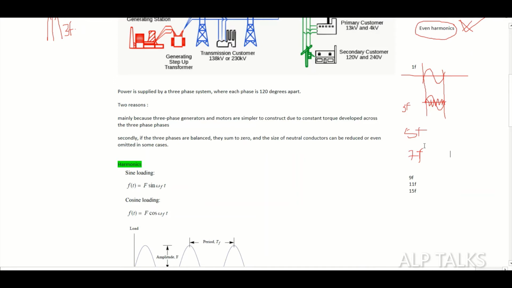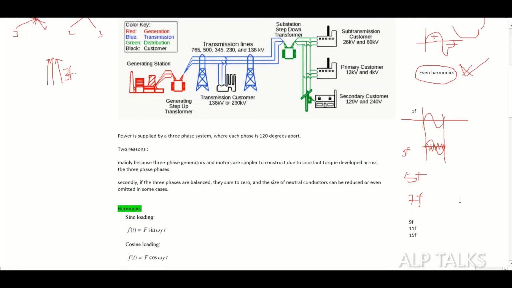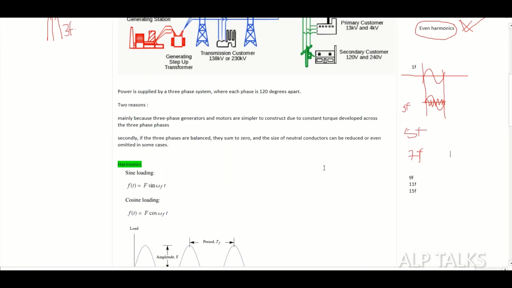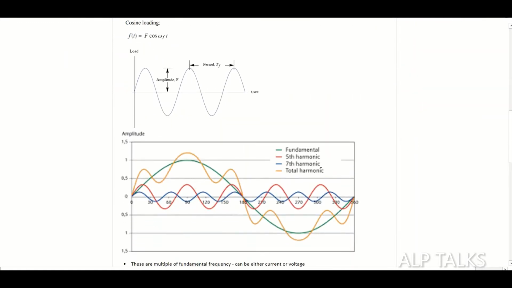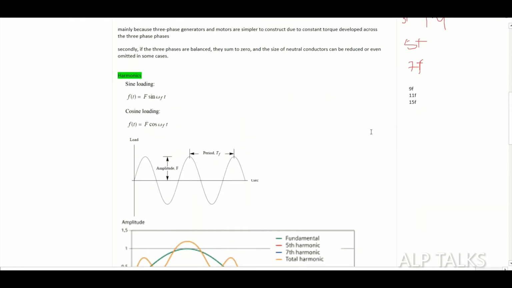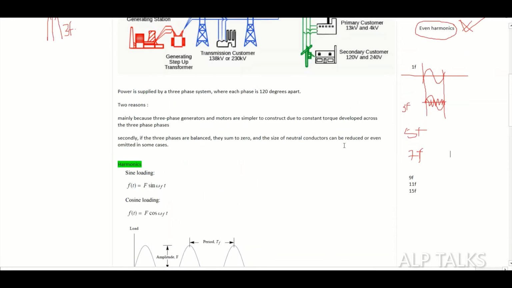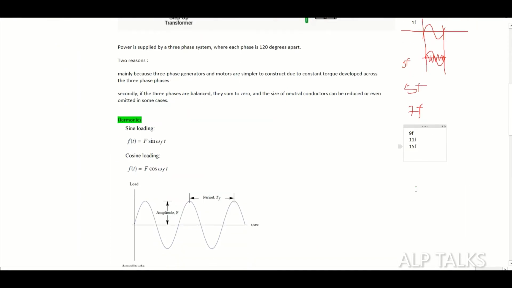So we considered a 120-degree system. Why we considered a 120-degree system is they are very simple to construct, and constant torque is developed across the three-phase system. And if it is a perfectly balanced system, the neutral current summates to 0, so we can eliminate the neutral, and we can reduce the size of the neutral also sometimes. So that's about our 120-degree phase-shifted three-phase system and different harmonics. Mostly we will have zero even harmonics, and a little bit of third harmonics in the system.